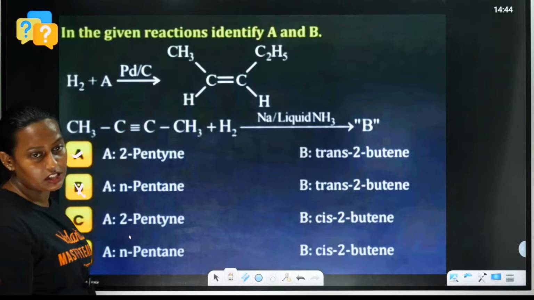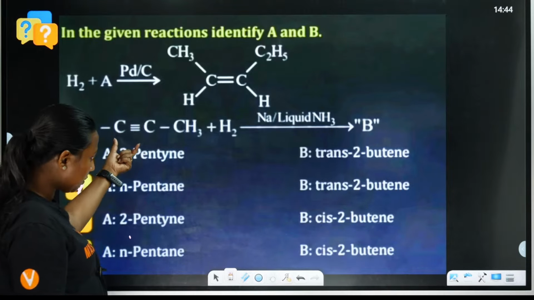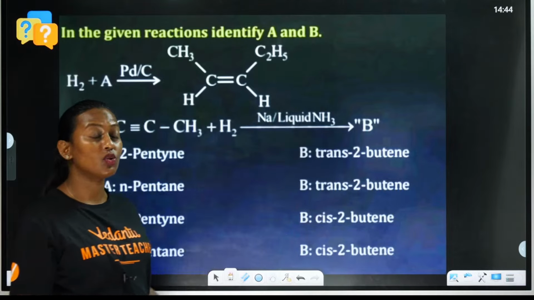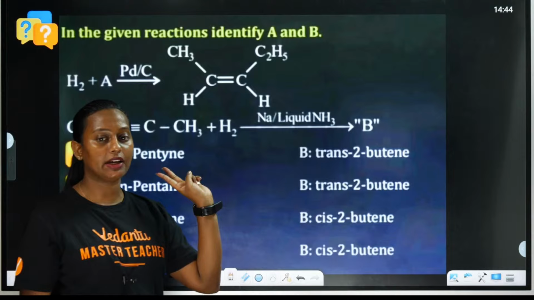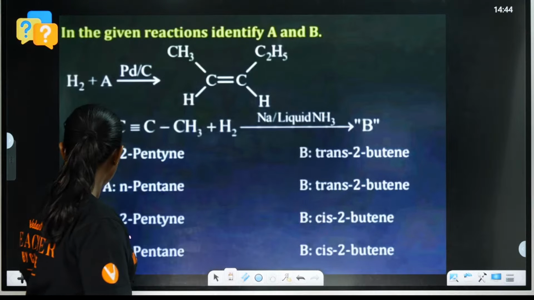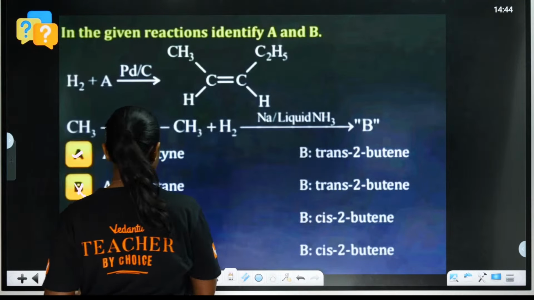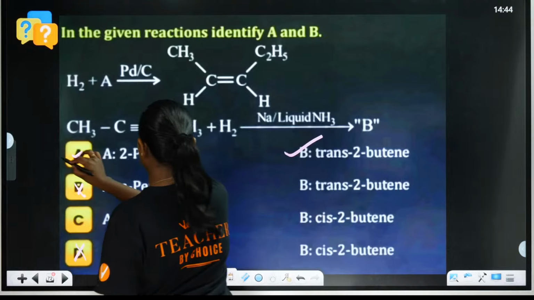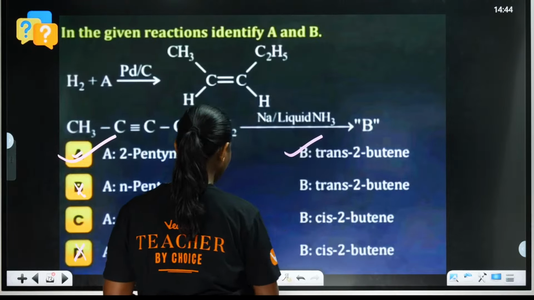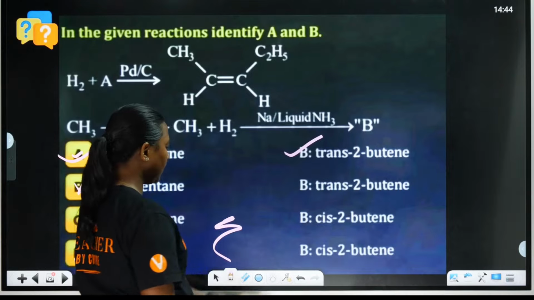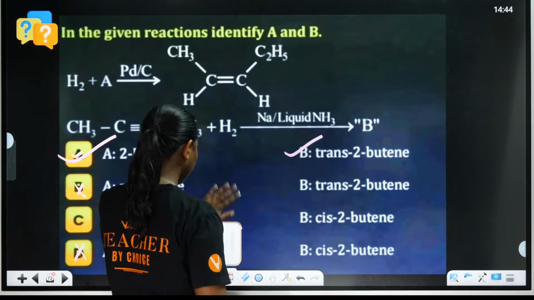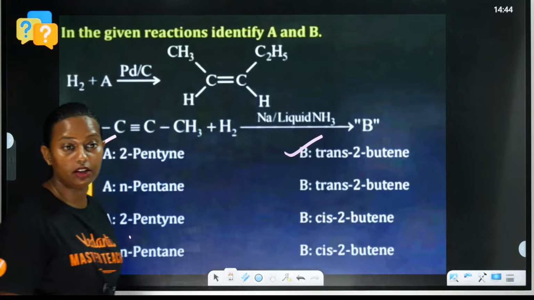So next, it's a triple bond treated with sodium and liquid ammonia. Sodium and liquid ammonia means what do we get? It is very simple: trans. So trans here and trans there. This is the correct answer. The correct answer is option A only. Clear? Everybody clear?